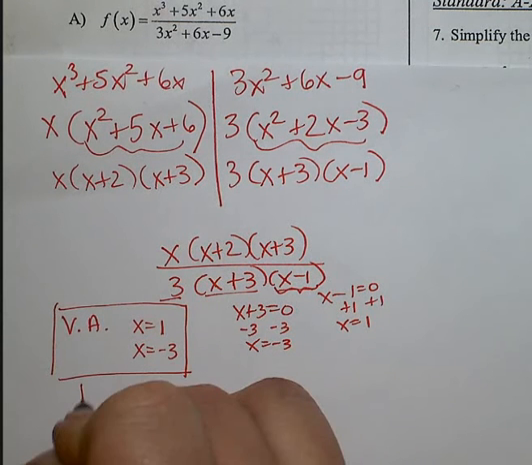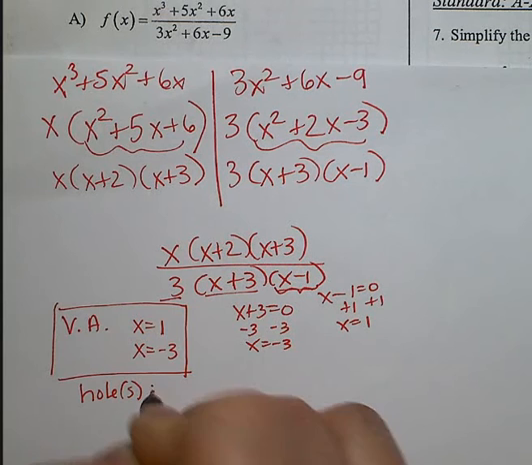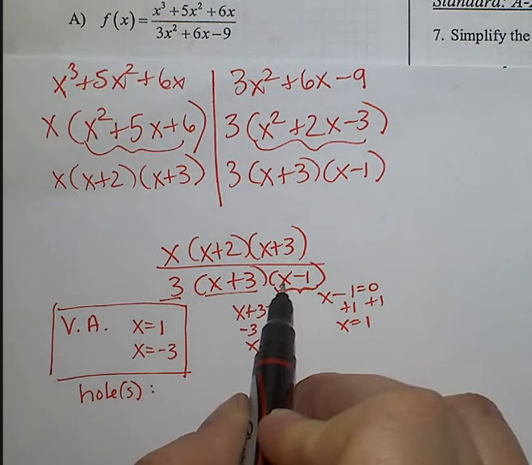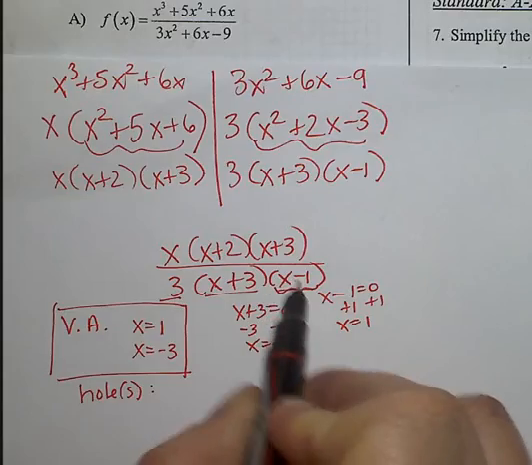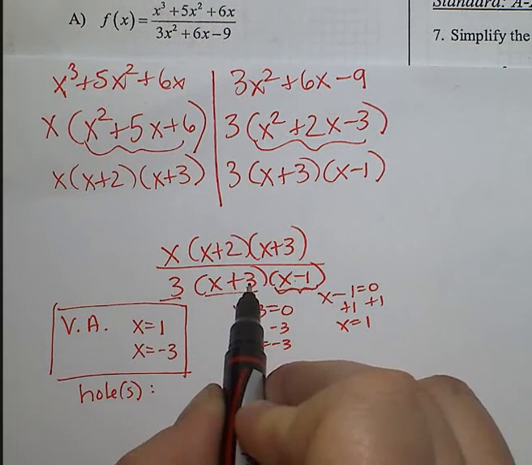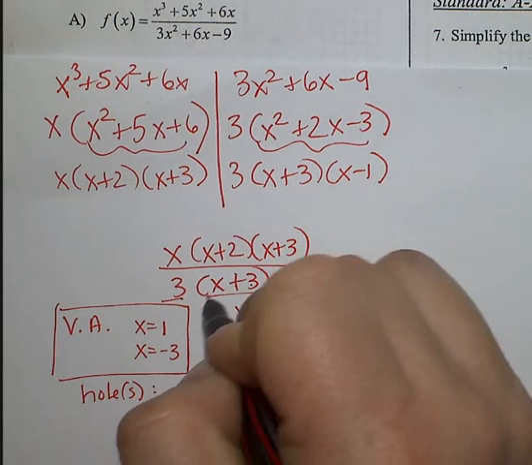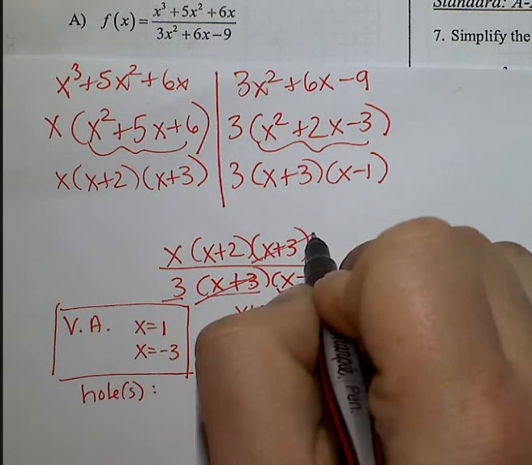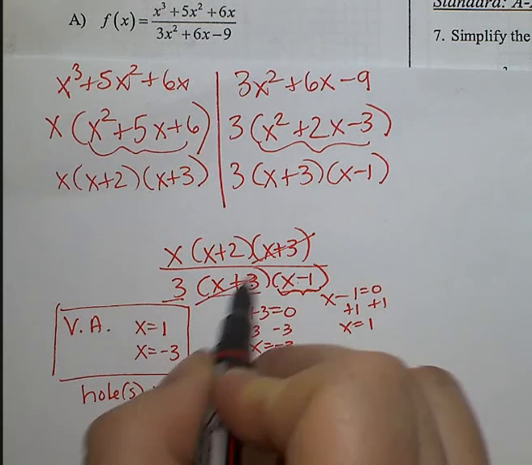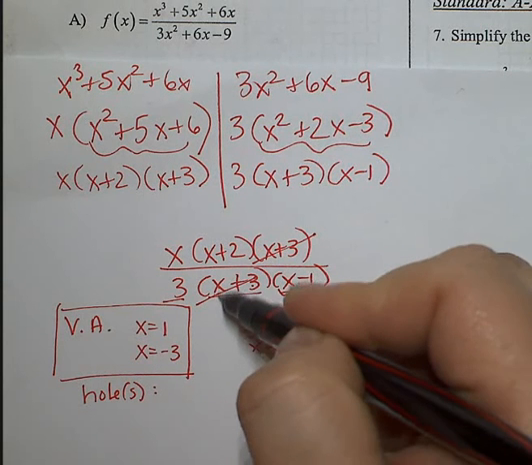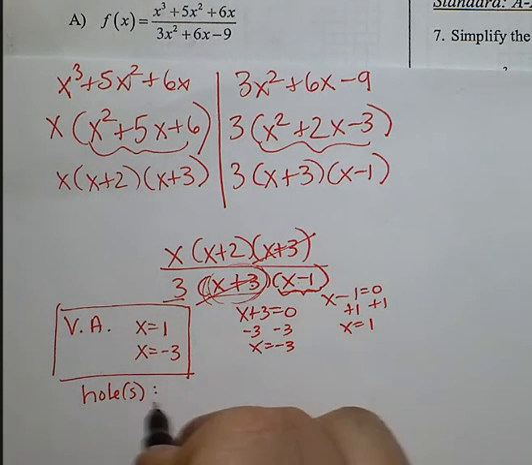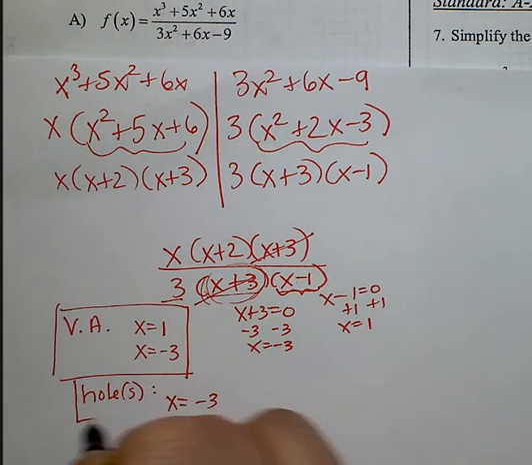The second part of the problem says, are there any holes in this graph? Here's how you determine if there's a hole in the graph. X subtract 1 is a factor. Is there an x subtract 1 factor on top? Nope. X plus 3, is there an x plus 3 on top? Yes, so cancel the x plus 3 in the bottom and the x plus 3 on top. Now for x plus 3, what is the only number you can plug in for x so that this factor equals 0? X equals negative 3 is the hole.